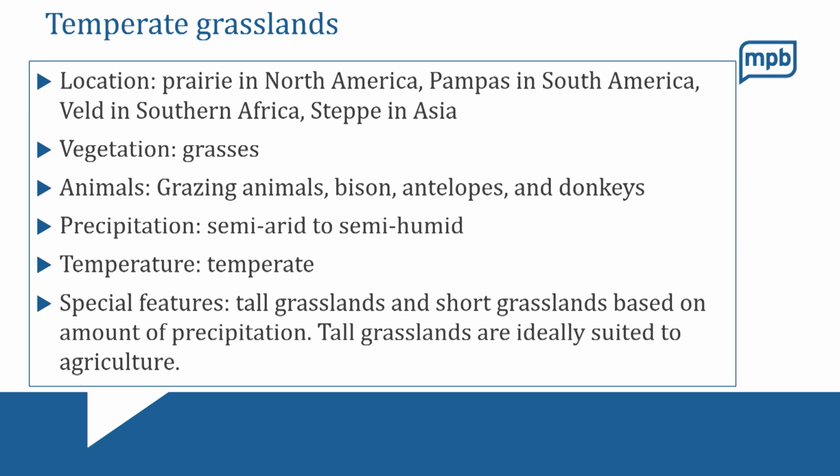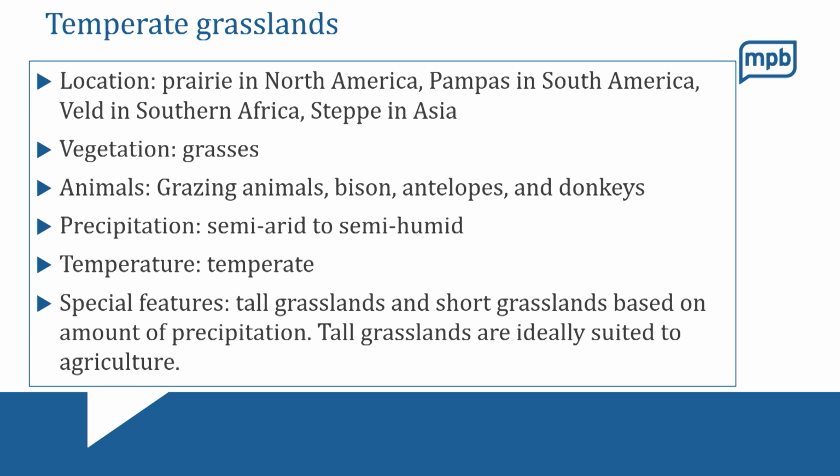You can have tall grasslands where the precipitation is higher, and you can have short grasslands. If it's not raining as much, the grasses won't grow as tall, and so we call those short grasslands. Now, tall grasslands are ideally suited for agriculture, and that's definitely the case here in America. That prairie right there, Central America, we call the breadbasket of America. It gets a lot of precipitation, and that makes it really good at growing things agriculturally.